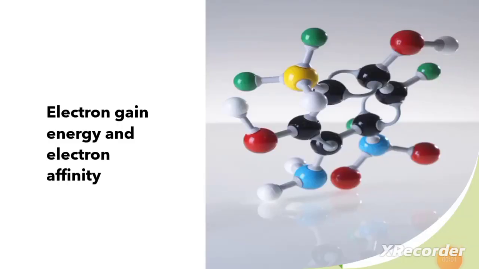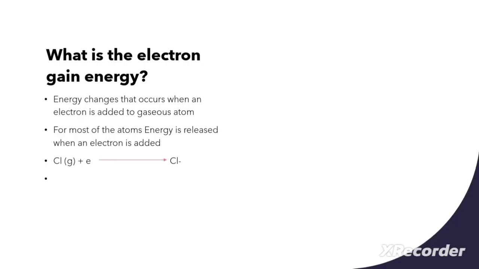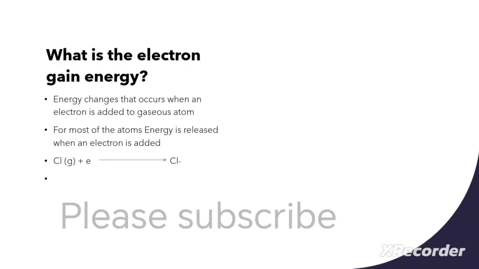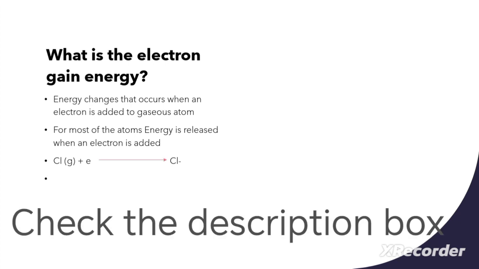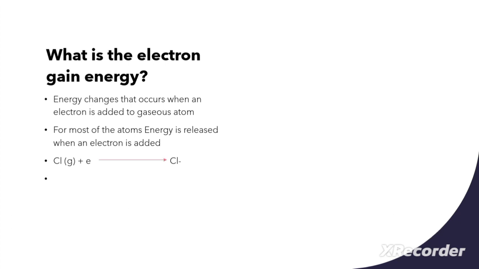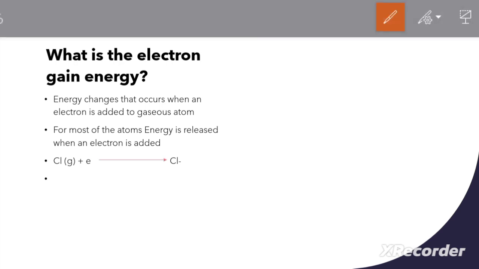Dear students, today we are going to discuss electron gain energy and electron affinity, and also the periodic trends regarding these two. First of all, we will see what electron gain energy is. That is the energy change that occurs when an electron is added to a gaseous atom. It is something similar to electronegativity, but not electronegativity.